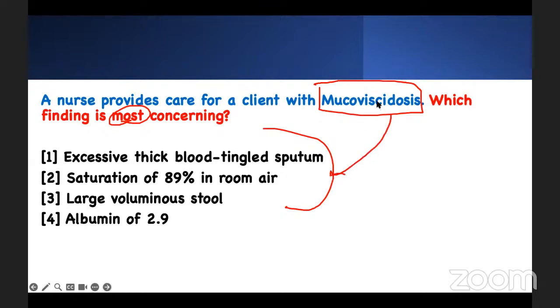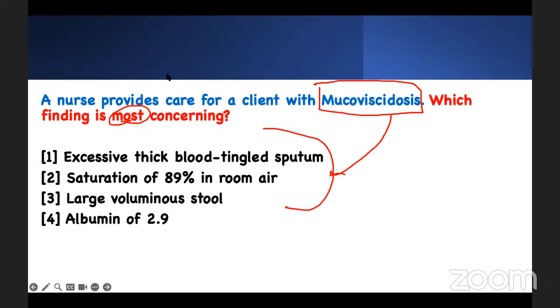Who knows what this is? Mucoviscidosis. Who knows what it is? Who knows mucoviscidosis? What is mucoviscidosis? But even if you don't know, let's break the word down, right?